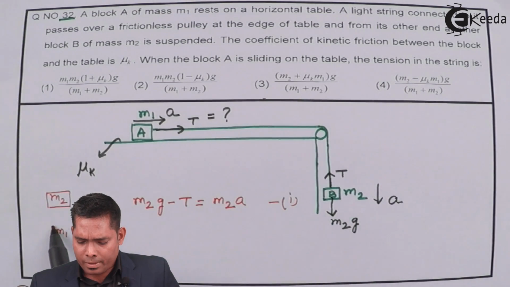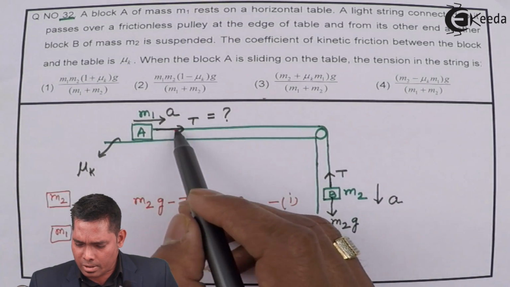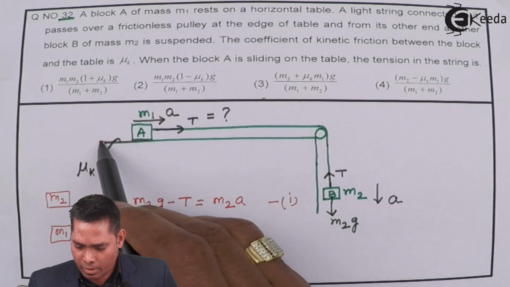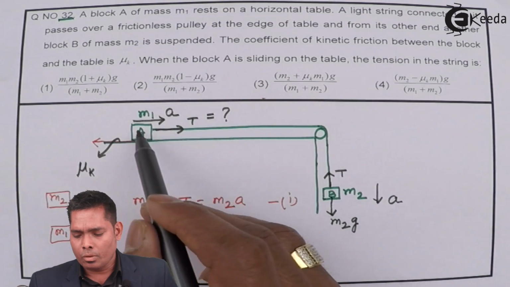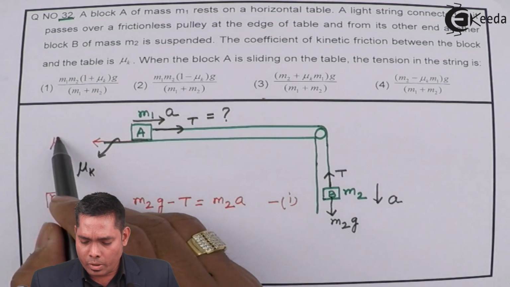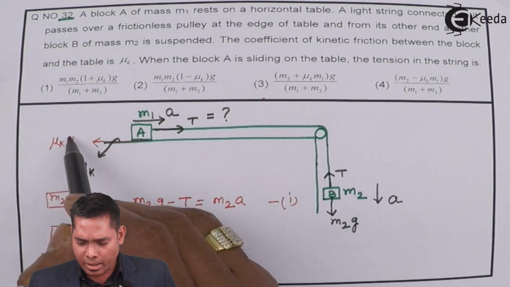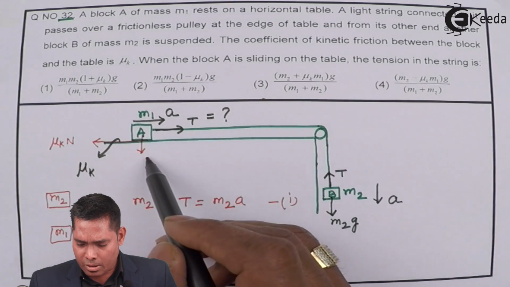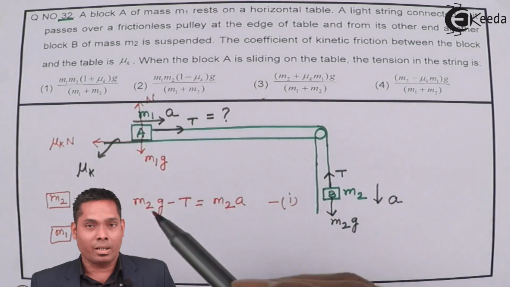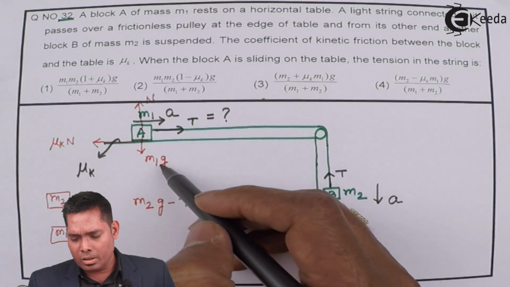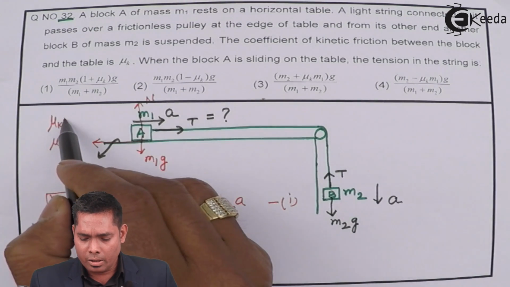For the block of mass M1, which is this block, the equation we can write as that this tension, and there will be one force, frictional force, that will act in the opposite direction of the motion, and that is mu k into N. This is the frictional force that will act. And what is N? Because this is having a gravitational pull of mass M1g, and this is having a normal reaction N, so N and M1g are equal. So therefore, in place of N, I can put mu k M1g.